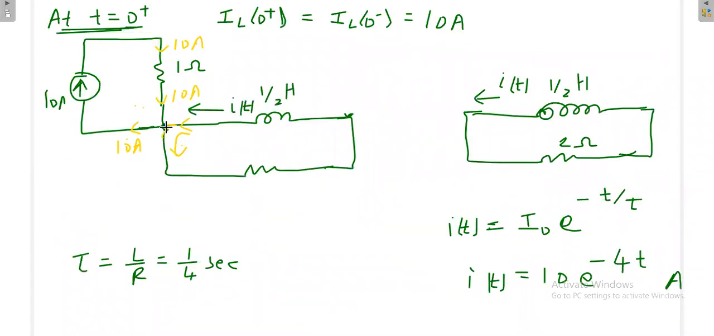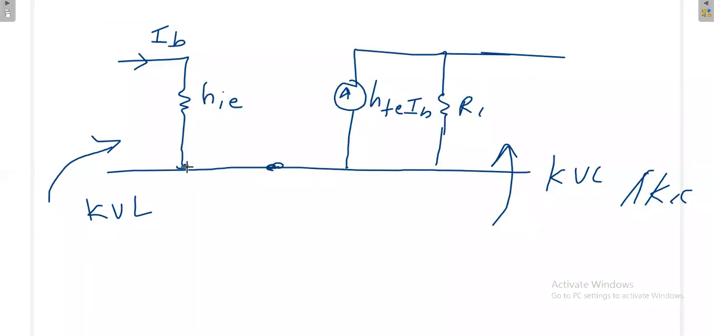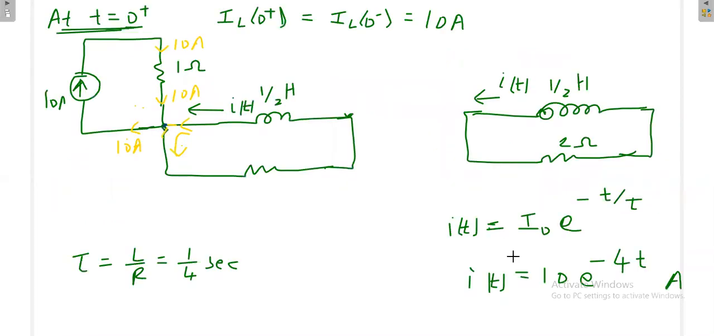Okay, I am extending this dot point here, that's it. See here they have extended this dot point. All are the same point only. So you can analyze separately. That will not affect your answer. So finally the answer is 10 e power minus 4.